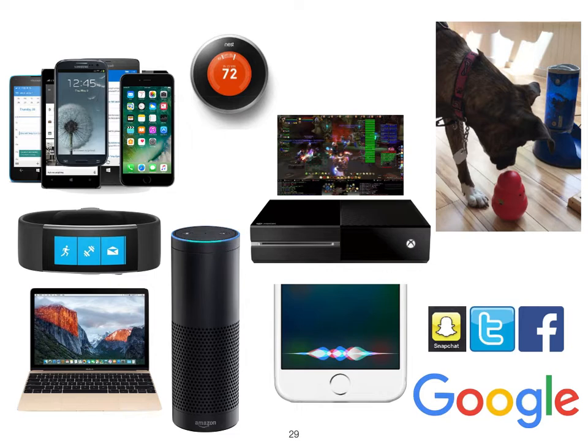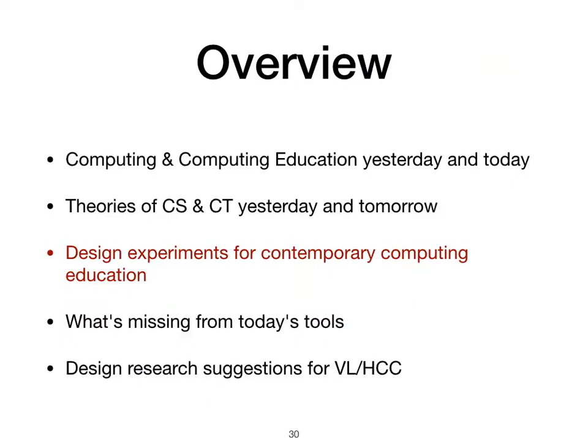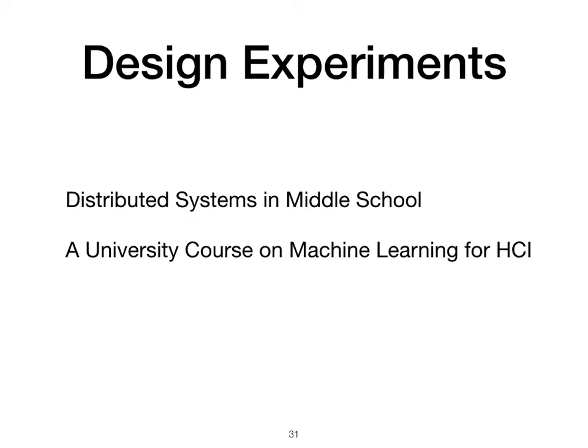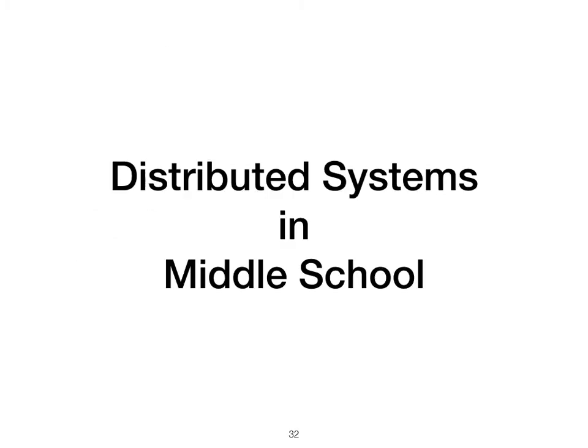Specifically, we seek to understand what it could be like for introductory computer science to include distributed computing and machine learning. And that's what I'm going to talk about now. Some design research from my lab. In particular, I'm going to talk about two lines of research. The first is about middle schoolers designing and building distributed systems. And the second is some reflections on a university course I've taught on machine learning for HCI.